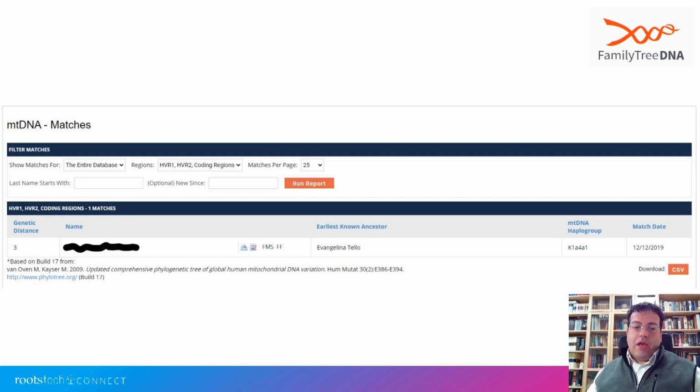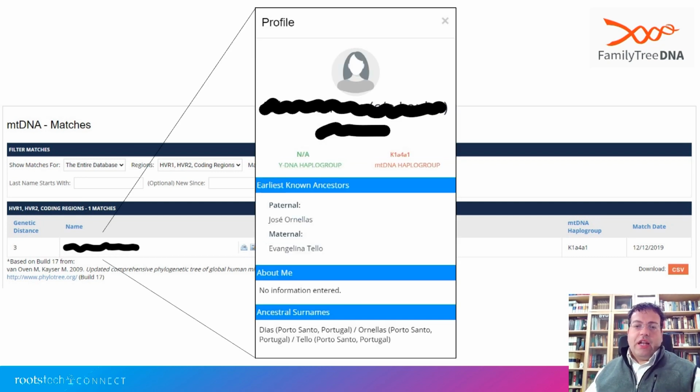But if I click on the name, which I cover for privacy purposes, then I will see the email address for this person, so I can write to this person, and I can see also the origin of their ancestors, which are mostly from Portugal, and I am from Italy. I don't recognize the name, the countries are different, and the 3 differences between my mitochondrial DNA and this person's probably means that we are not going to find a connection.